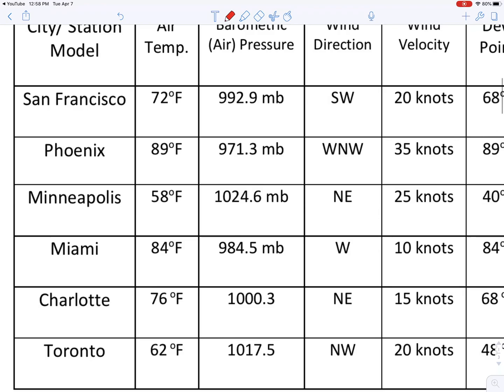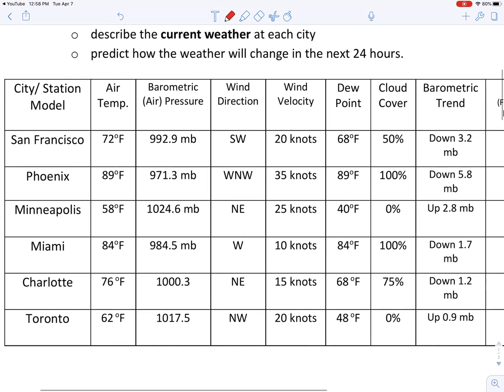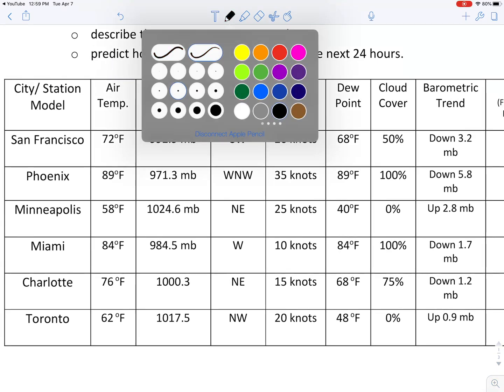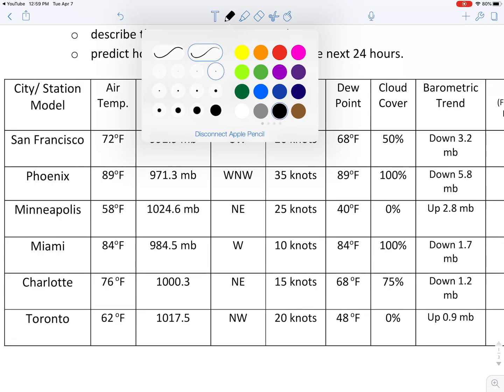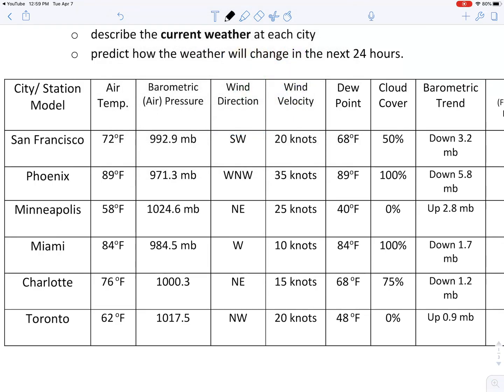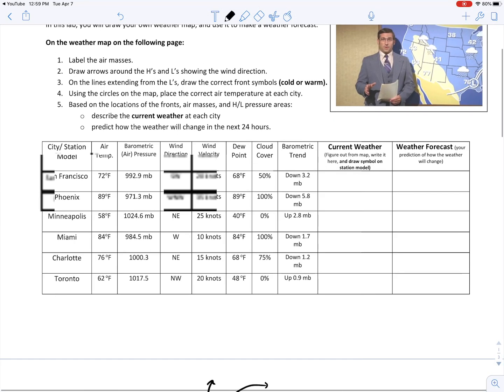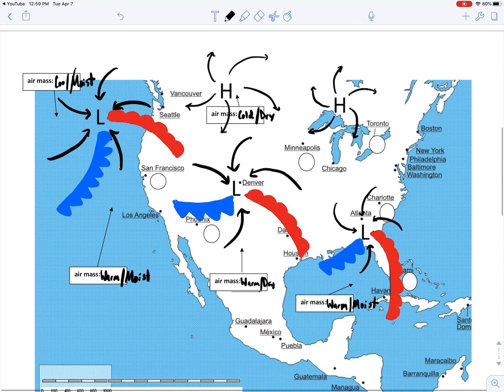It says, using the circles on the map, place the correct air temperature at each city. Our current air temperatures are given right here, so we can just go through and plug those in. I'm going to go back to black here. Back in black. A little AC/DC for you.